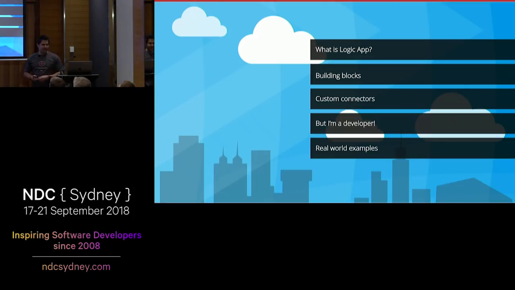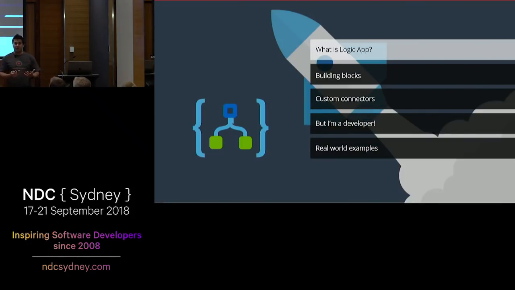All right, so let's see how I split the talk today, right? I'm gonna talk about what is Logic App. I'm gonna talk about the concept of building blocks. If you don't have the building block you're looking for, then you can create your custom connectors, and I'm gonna show you how. I'm gonna talk about the Logic App in the context of a developer, and I'm gonna share some real world examples. So let's start with what is Logic App.